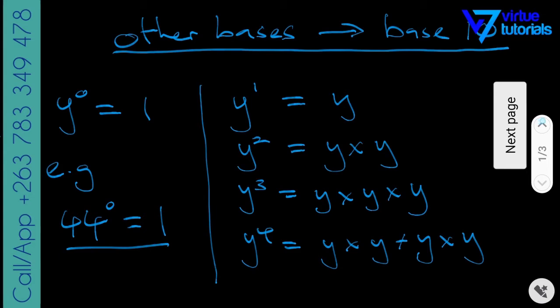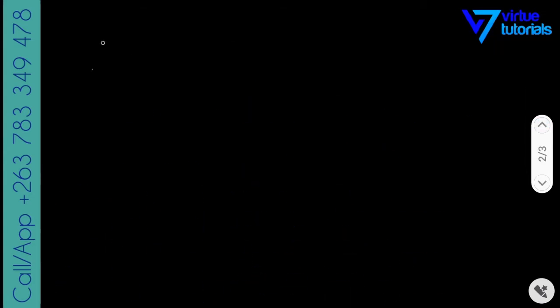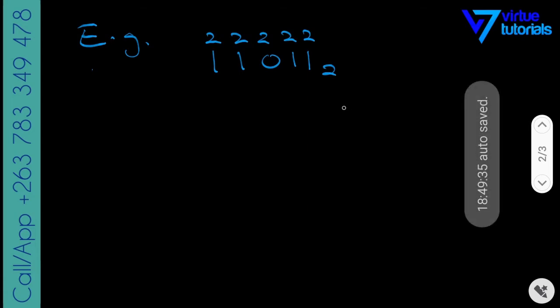So now let's proceed to an example where we convert a number in base 2 to base 10. For example, let's say we have 11011 base 2. We want to convert this number from base 2 to base 10. The first thing we can do is identify the 2's for each position. First of all, we have to label each position using a 2. So above every digit, I'll put a 2.